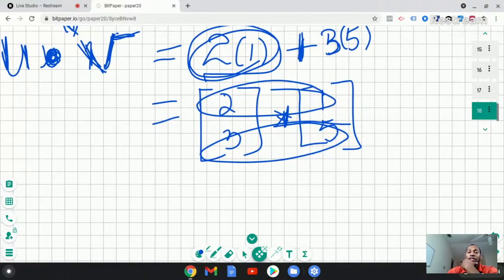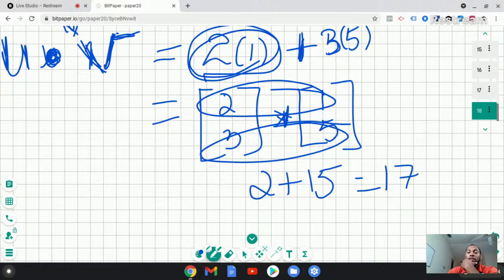3 times 5 is 15. 2 plus 15, which is 17, correct? So that would be what this one would be equal to. 2 times 1 is 2, and 3 times 5 is 15. Now, I think this is all I need to cover.